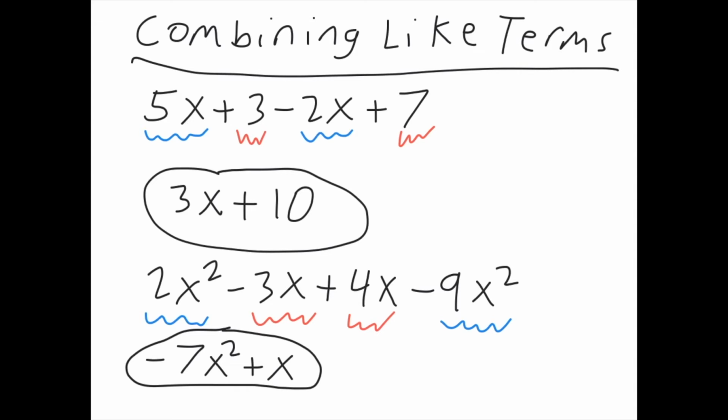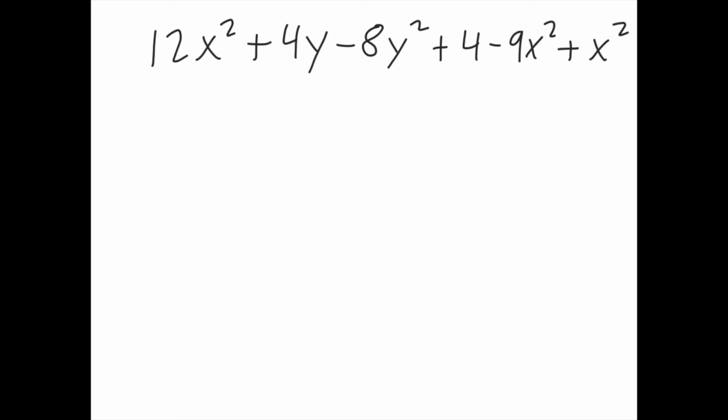I'll take them. Now let's look at this big problem. So here we have 12x squared. Let's look at what things are alike with it. So we need to look for another x squared. It has to be exactly x squared and nothing else. Well, I actually see two of them. Here we have a minus 9x squared, and here we have just an x squared. So those are three terms that are alike.